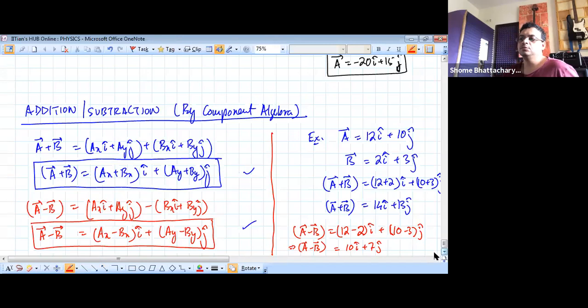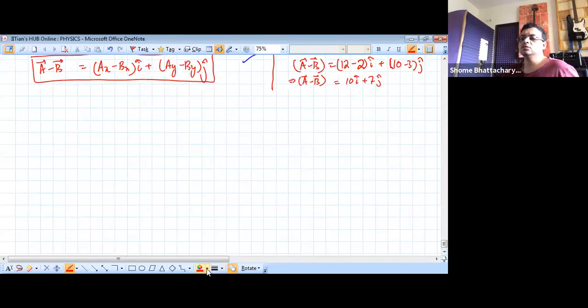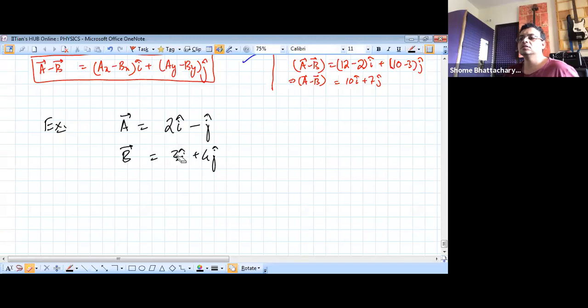Just a couple more things. Now, just one thing we have to be careful about is the algebraic signs. So, for example, if I have a vector A which is 2 i cap minus j cap, let's say, and I have a vector B that is 3 i cap plus 4 j cap. Now, I say calculate A plus B over here. Just tell me how much will be A plus B.